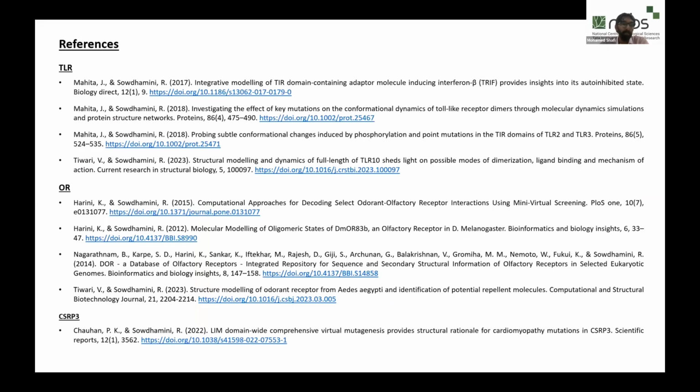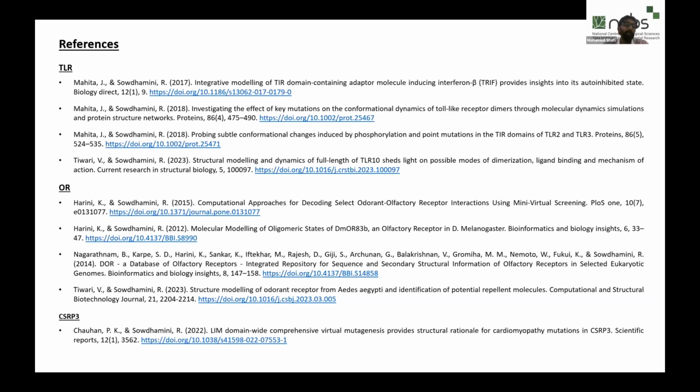In the next section, we talked about olfactory receptors modeling, and we have the first 2 papers from Harini et al. The third paper talks about the DOR database, and we have another recent paper from Vikas Tiwari regarding olfactory receptors.